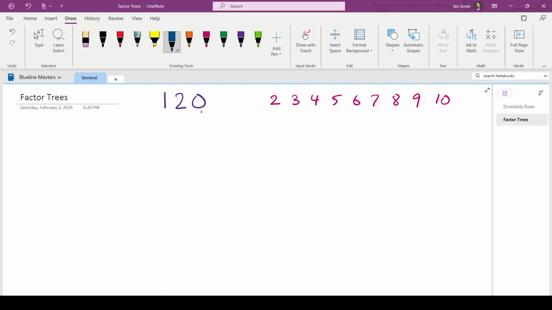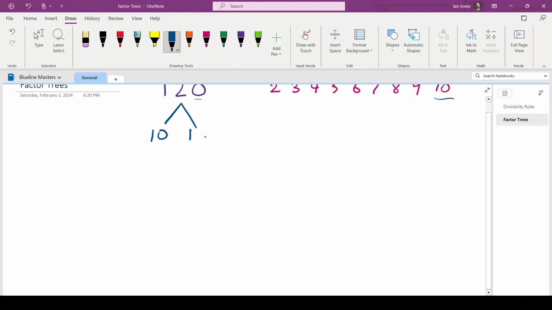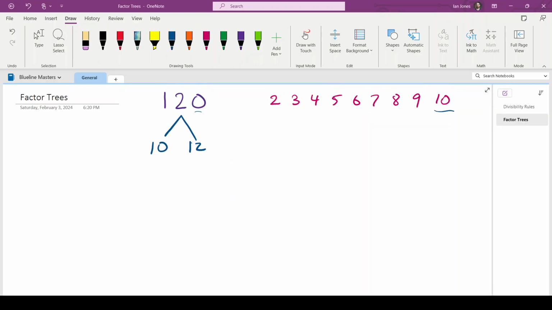This 0 jumps out at me with the divisibility rule that any number that ends in 0 is divisible by 10. So I am immediately dividing by 10. Now I know that when I divide by 10, all I need to do is knock off the 0. So if I knock off the 0, I'm left with 12. In other words, 10 times 12 is 120. So that was easy.